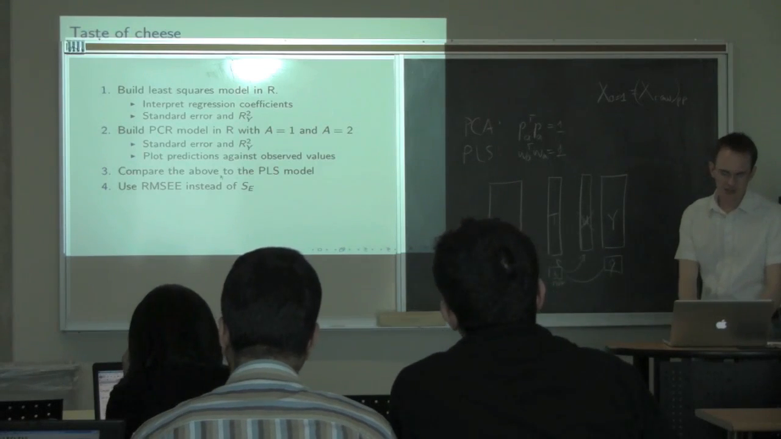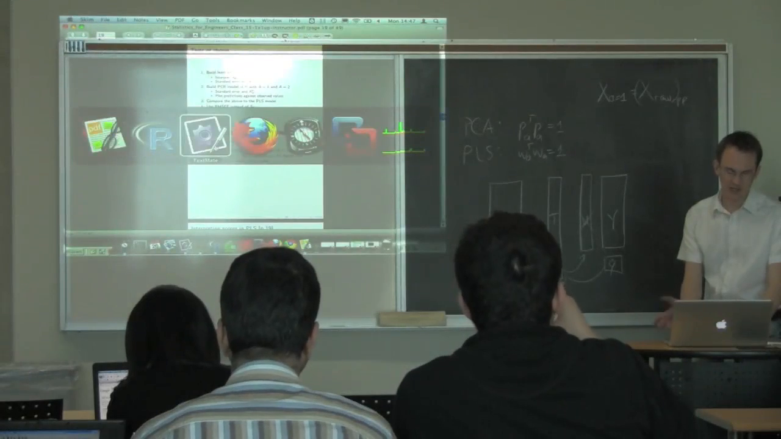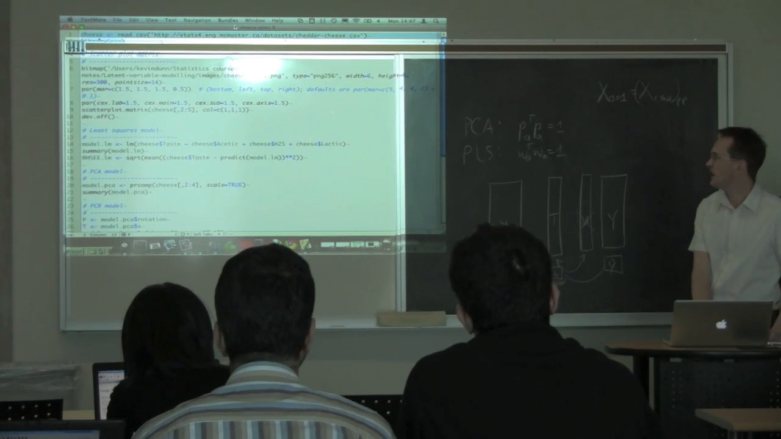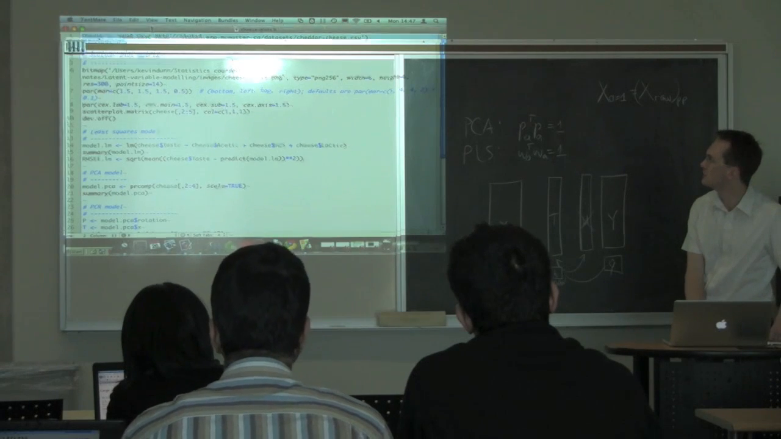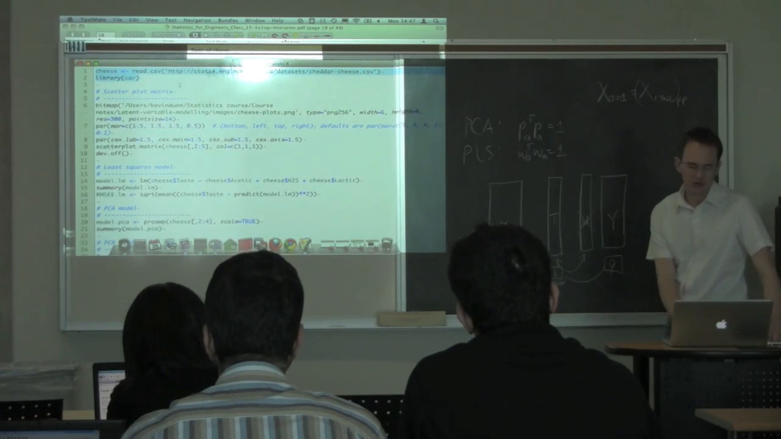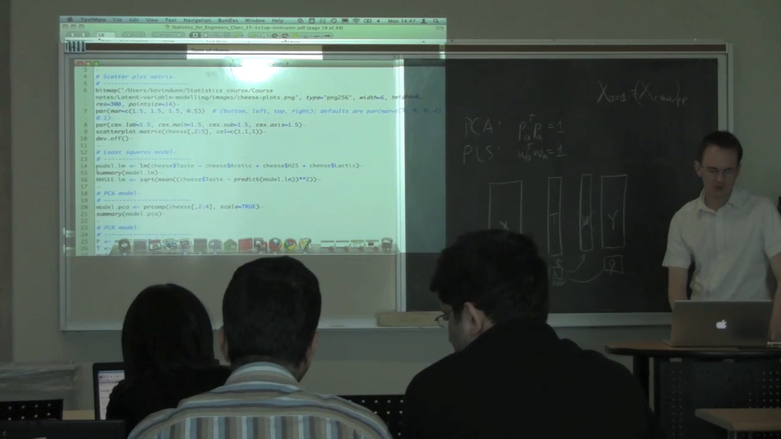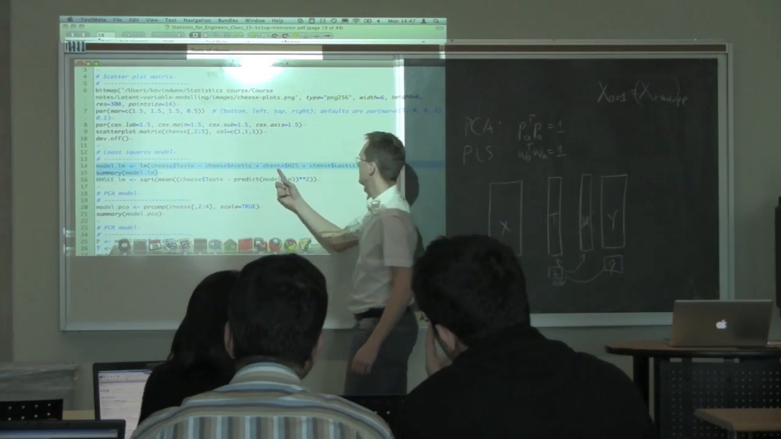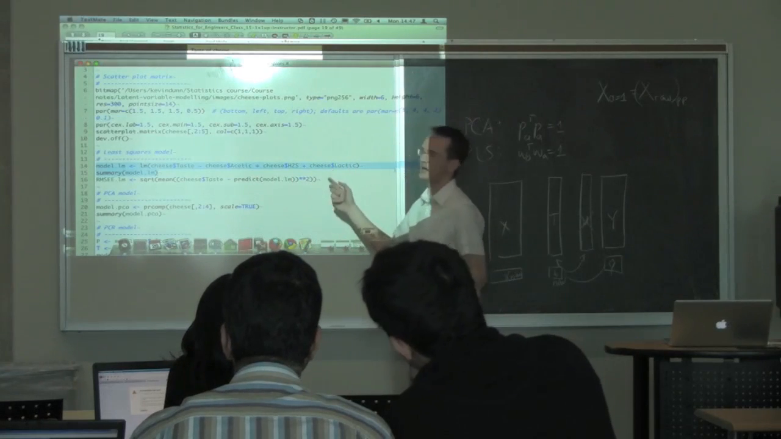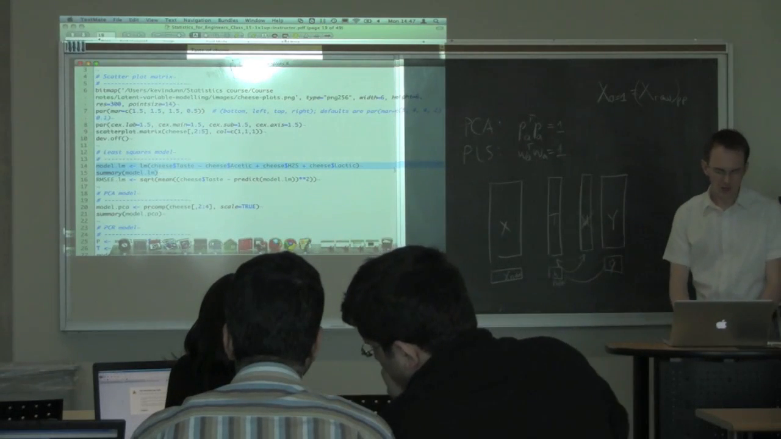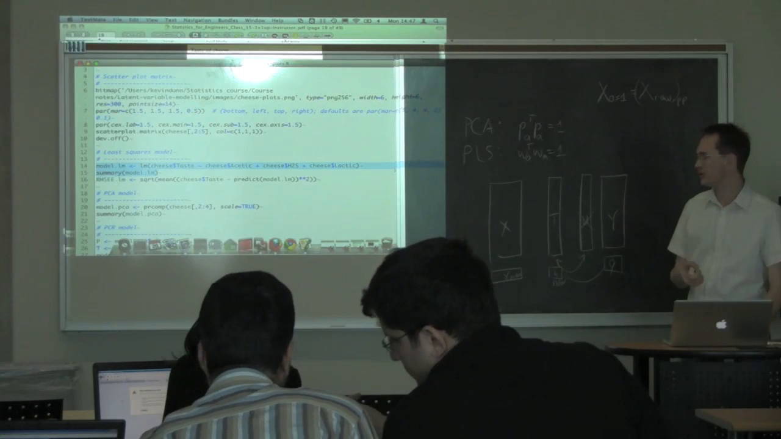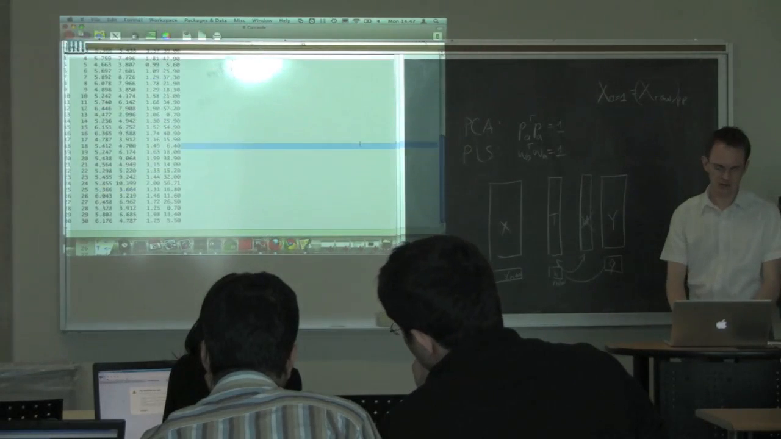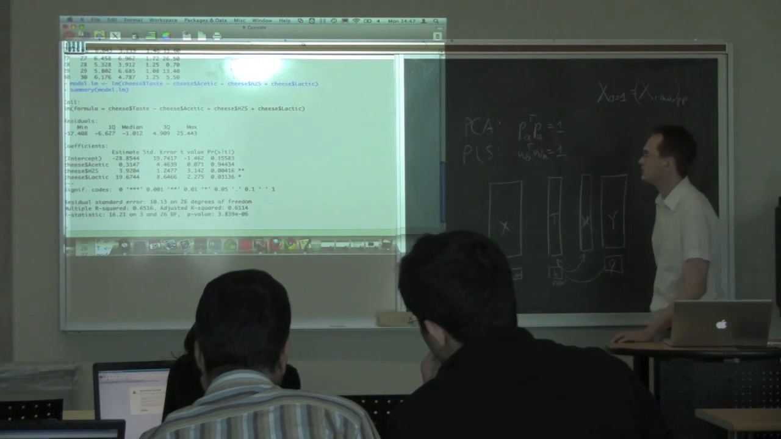So in the notes, to build the least squares model in R, I'll do it for you, although it is in your notes. I'll load the cheese data, and then to build a linear model in R, I'm going to regress the taste variable onto the three acids: acetic acid, H2S, and lactic acid. You can either follow along on your computer, or you can just watch me on the board here. So if you regress this in R, you get your linear model.